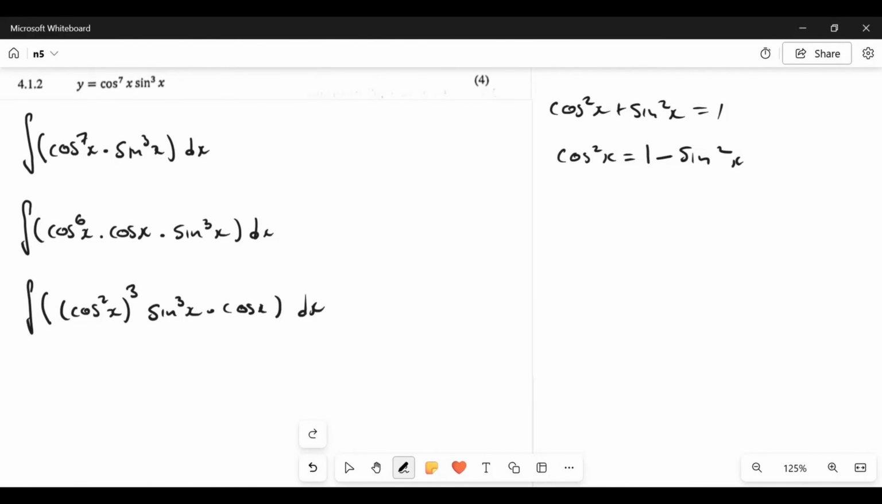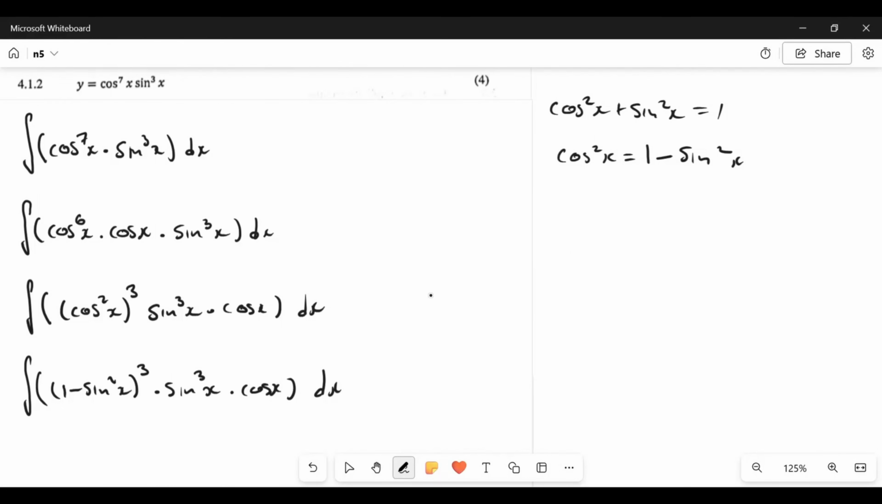So let's do it. Sigma, open bracket. So we're going to open this one here. Instead of writing cos squared x, we're going to write 1 minus sine squared x, close bracket, to the power of 3, multiplied by sine cubed x, multiplied by cos x, close bracket, dx.